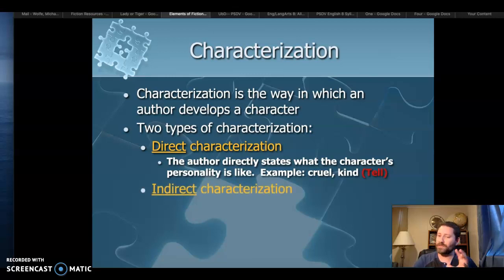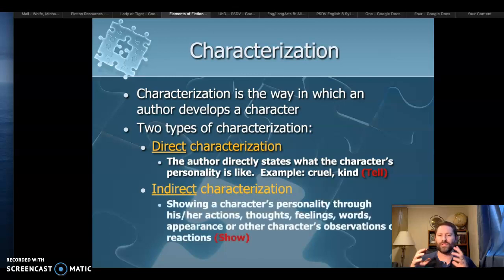Indirect characterization, which tends to be used a little bit more often, is all of the nuanced stuff, all of the things where it's being shown the character's personality and even their looks and so on through their actions and words and feelings and other people's responses, the other characters' responses to them, and so on. So indirect characterization tends to be a bit more powerful.